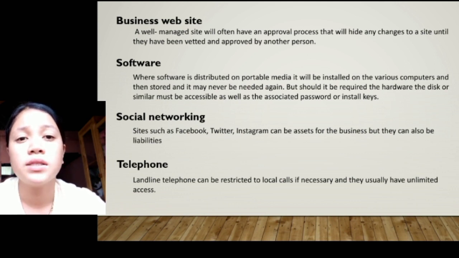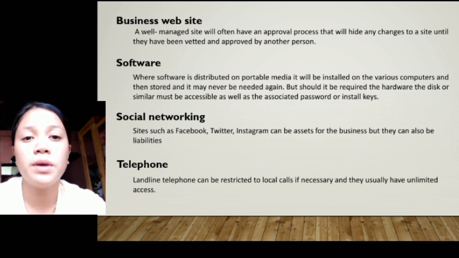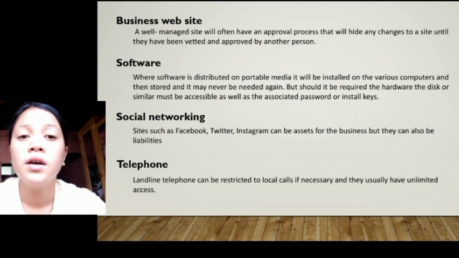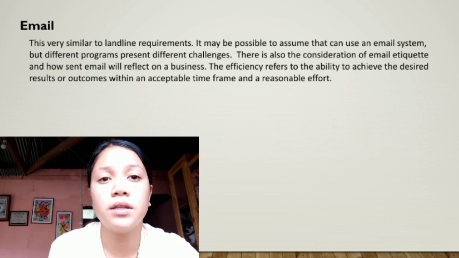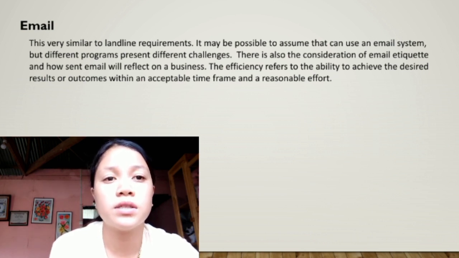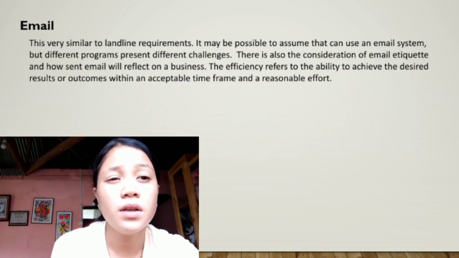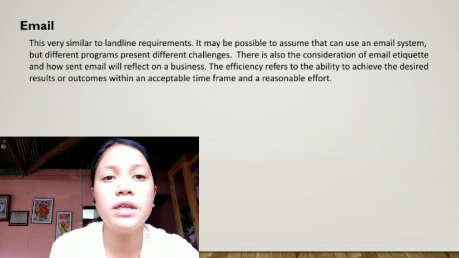Social networking. Sites such as Facebook, Twitter, and Instagram can be accessed for a business, but they can also be a liability. Telephone. A landline telephone can be restricted to local calls if necessary, though usually they have unlimited access. Lastly is the email. This is very similar to landline requirements. It may be possible to assume that anyone can use an email system, but different programs present different challenges. There is also the consideration of email etiquette and how some emails will reflect on a business.